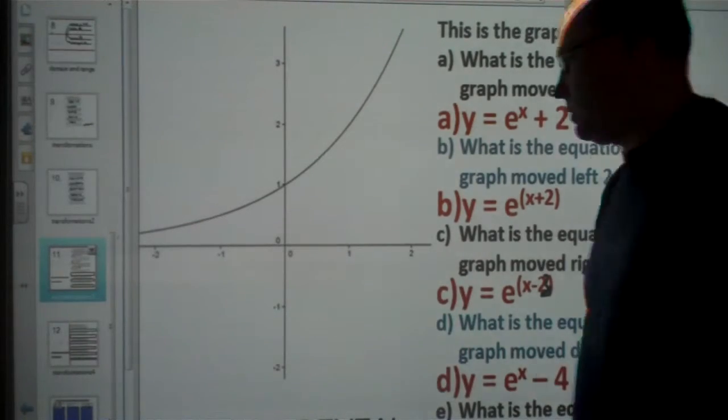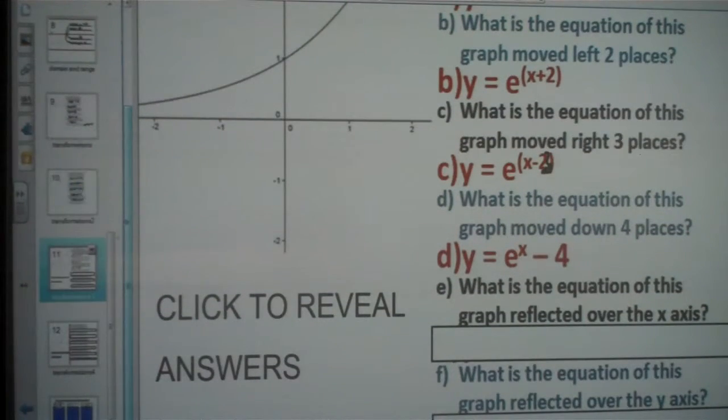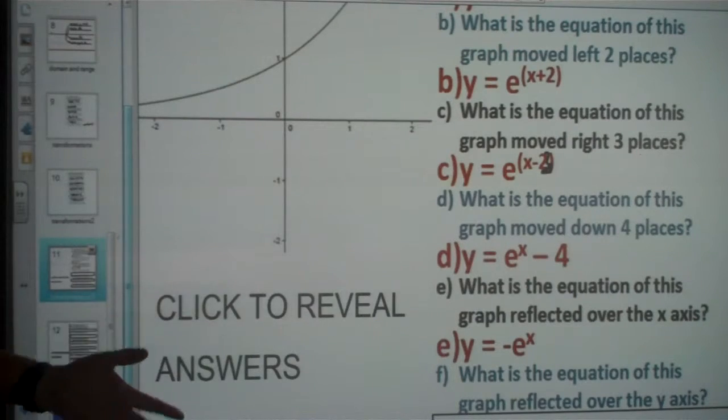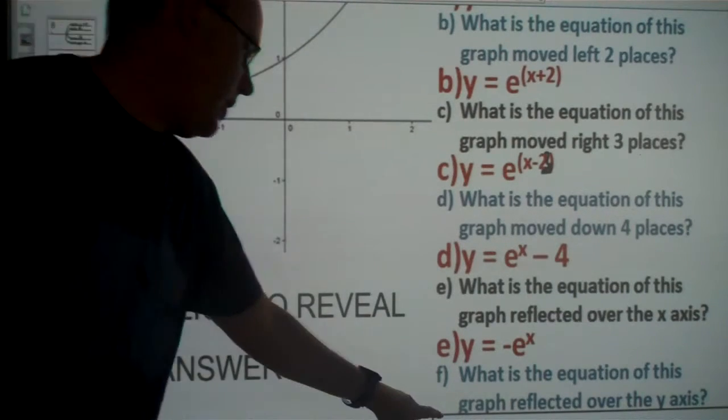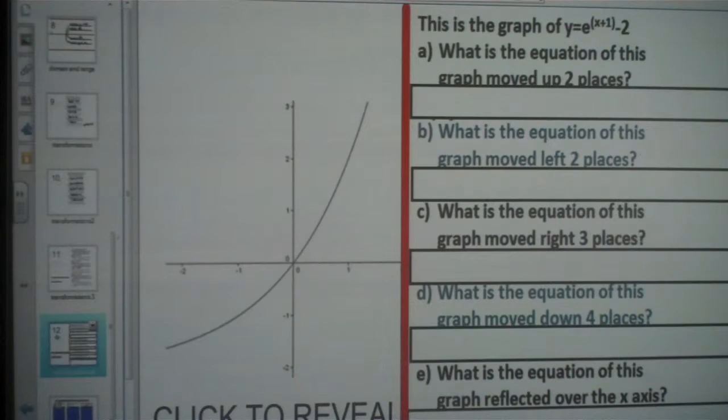What is the equation of this graph reflected over the x-axis? So that's just going to be the negative of whatever it was, so negative e to the x. And reflected over the y-axis means we replace x by negative x. So e to the power of negative x.